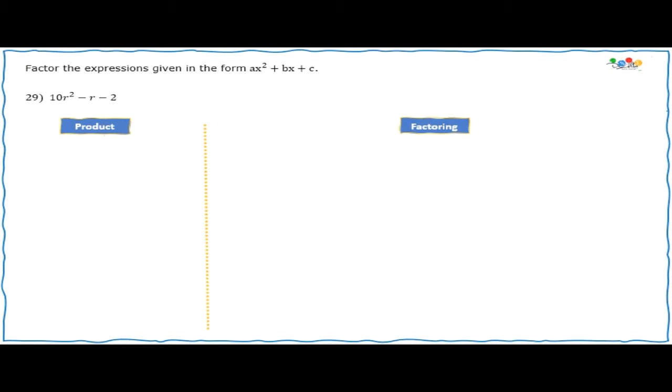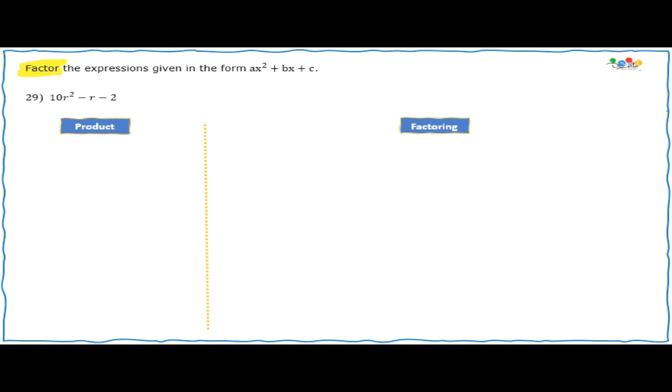Hello students, let's do the next problem. The question says, factor the expressions given in the form ax squared plus bx plus c. So let's highlight the word factor, right? And my problem is 10r squared minus r minus 2. So what's the first thing that we do?